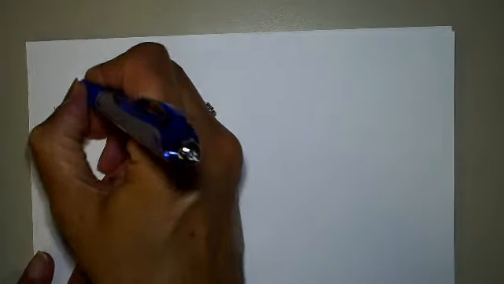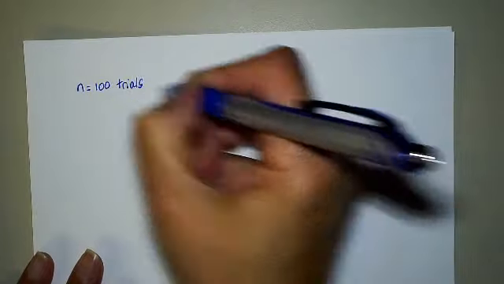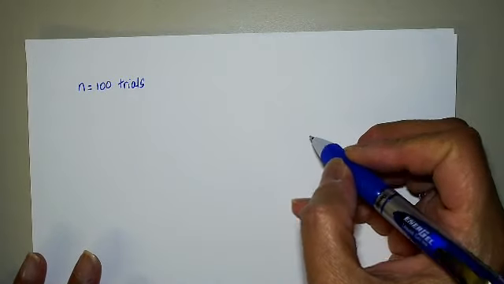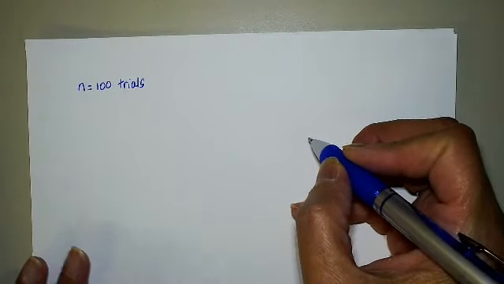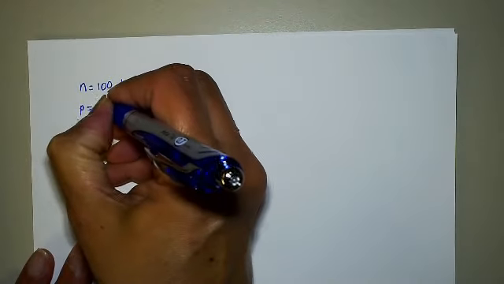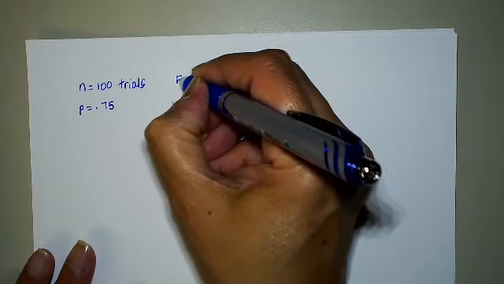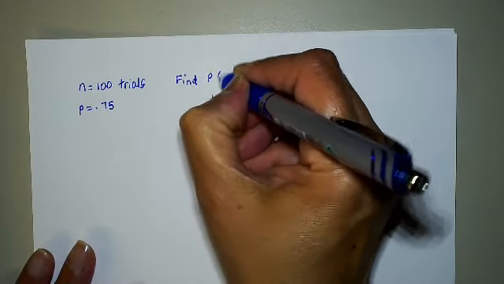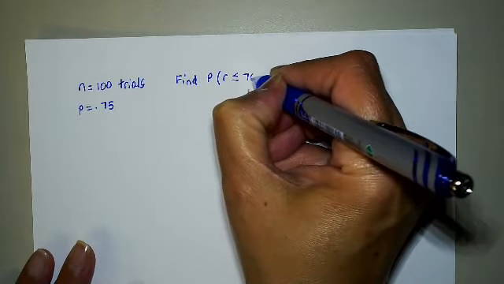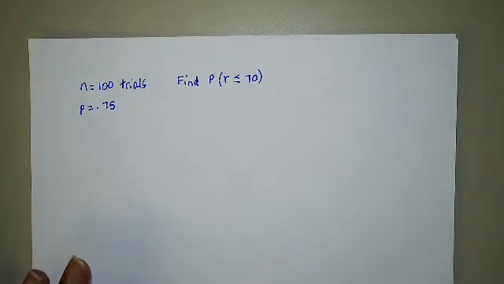Let's say that n is equal to 100 trials. If you don't want to take notes, you don't have to, because I'm going to be posting these notes and the video. So that's up to you, okay? Let's say that n is 100 trials and p is equal to 0.75. And here's the question. Find the probability that r is less than or equal to 70. Find the probability of less than or equal to 70 successes in 100 trials.